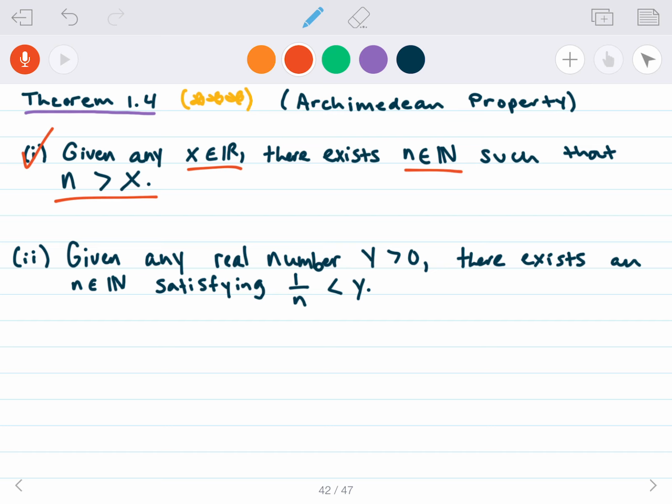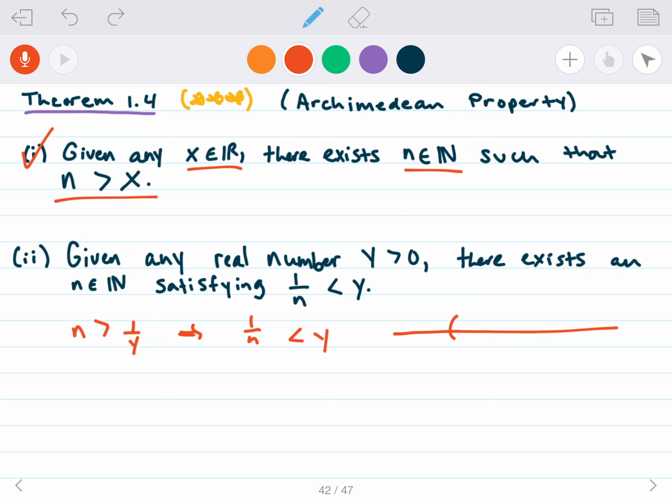So part 2 is just a specific instance of this. 1 over y, if y is a positive real number, then 1 over y is a real number. And by part 1, I can always find an n in the natural numbers that's strictly bigger than that guy. And then if you rearrange the inequality, you get 1 over n is less than y. So give me some positive y, I can find a number smaller than it that is positive. Which kind of makes sense, right? Because we were playing that game earlier.